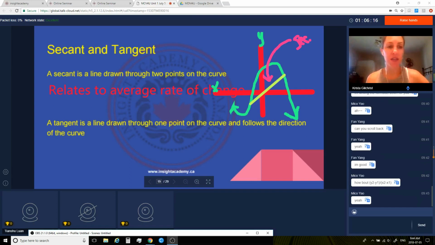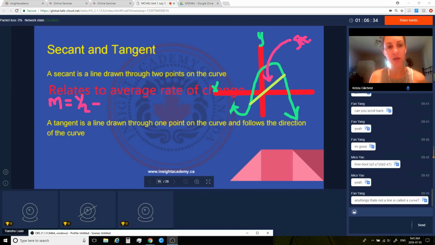Okay, so the slope of the secant, so the slope of the line, the slope of any straight line is just what Miko said. It's m. M usually represents slope. So m equals y2 minus y1 all over x2 minus x1. So to find the slope of the secant, it's the slope of a line, so y2 minus y1 over x2 minus x1.